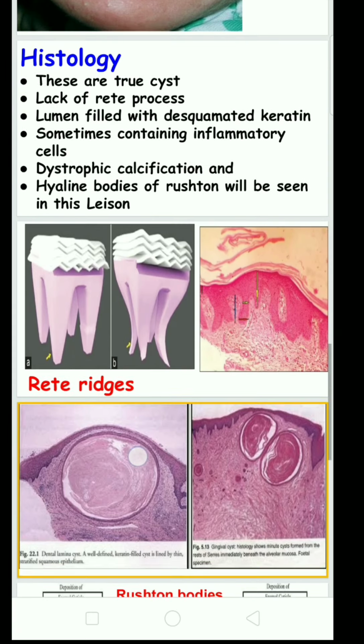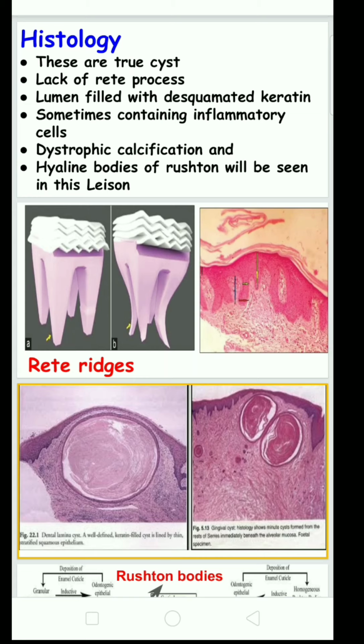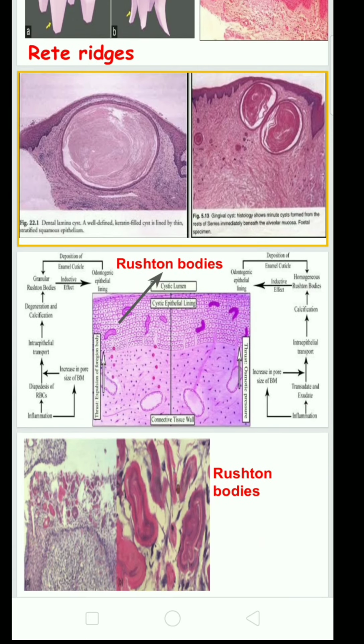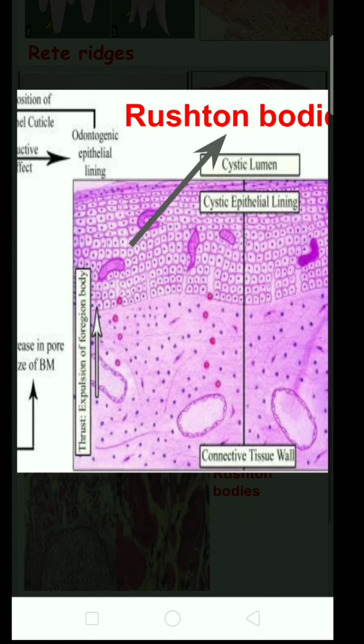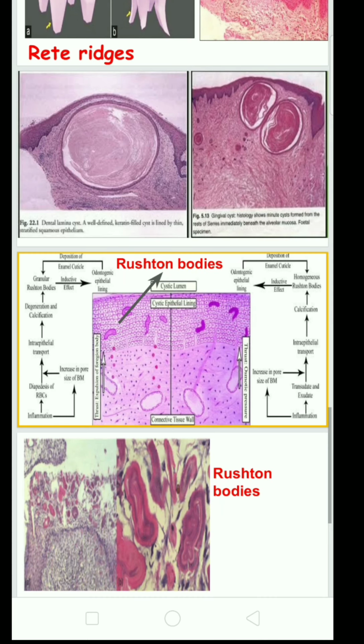Dystrophic calcification is also seen in the lumen, and the hyaline bodies of Rushton are also seen in the lesion. What are the hyaline bodies of Rushton? They are called Rushton bodies. They are seen in the lining epithelium. These Rushton bodies are highly eosinophilic, elongated and arched. They are present in the lining epithelium of odontogenic cysts, so it is called an odontogenic cyst.